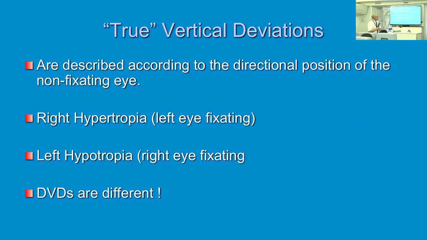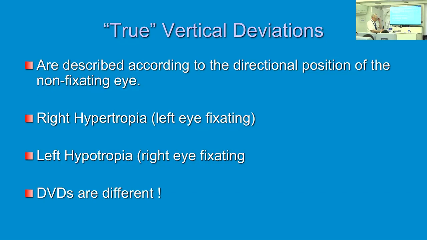Okay. So, the true vertical deviations usually are described according to the position of the non-fixating eye. So, if I'm fixating with my right eye and my left eye's up, we'll call it a left hypertropia. If I'm fixating with my right eye and the left eye's down, we'll describe it as a left hypotropia. Cái lắc đứng thì thực là sự mô tả khi cái hướng lắc của cái mắt không định thị. Ví dụ như chúng ta định thị ở cái mắt bên phải mà mắt trái nó đưa lên trên thì chúng ta gọi là lắc trên, và mắt trái nó đưa xuống dưới thì chúng ta gọi là lắc dưới.